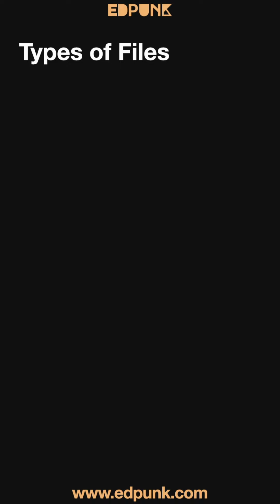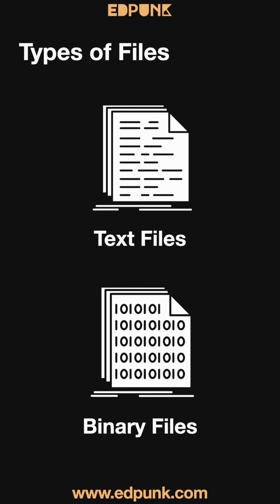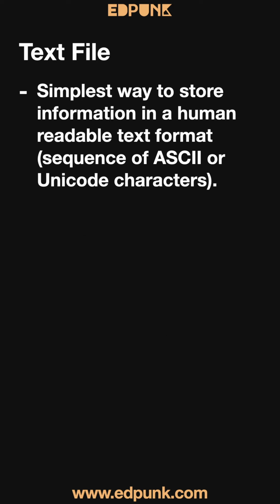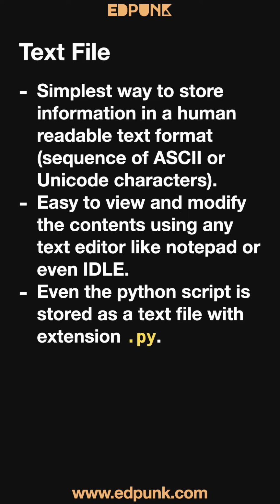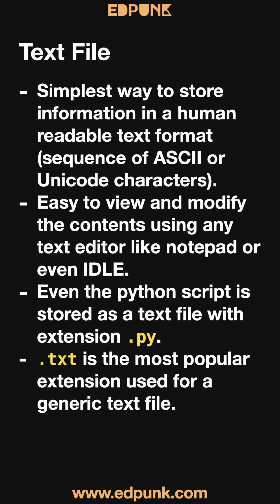Primarily, there are two types of files: text files and binary files. A text file is the simplest way to store information in a human readable text format, comprising a sequence of ASCII or Unicode characters, which includes numeric values. It is easy to view and modify the contents of a text file using any text editor like Notepad or even idle. Even the Python script is stored as a text file given by the extension .py. .txt is the most popular extension used for a generic text file.